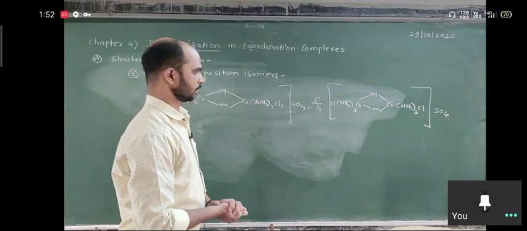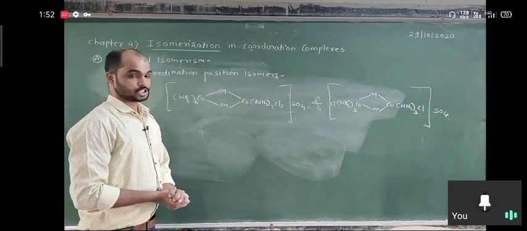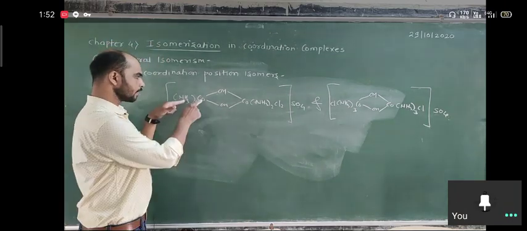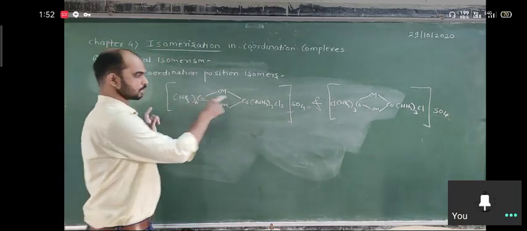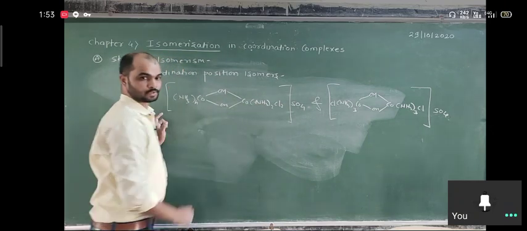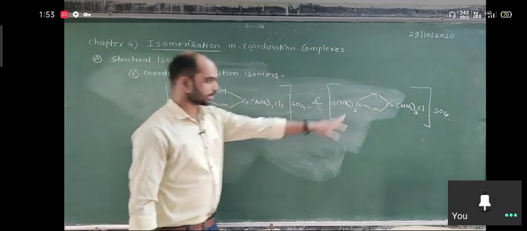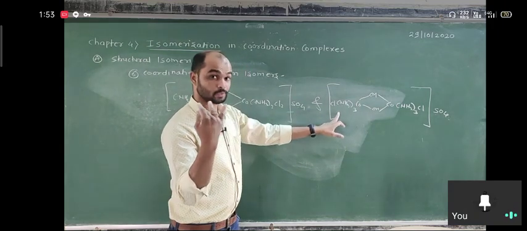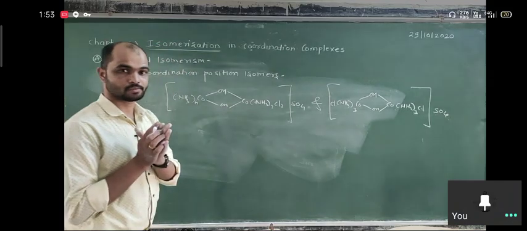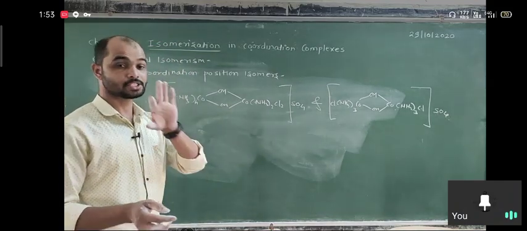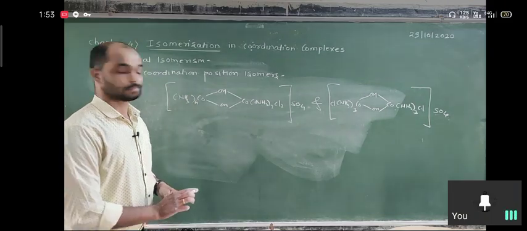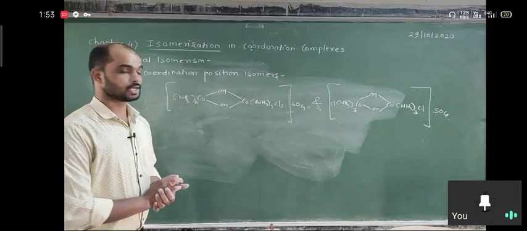But if you see the positions of the ligands in a coordination pair, look here. The first cobalt has 4 NH3, the second cobalt has 2 NH3 and 2 Cl. But in the second case, this cobalt has 3 NH3, 1 Cl, and that one has 3 NH3, 1 Cl. This means the coordination position of the ligand is just changed in the first as compared to the second case. But overall both have the same molecular formula.